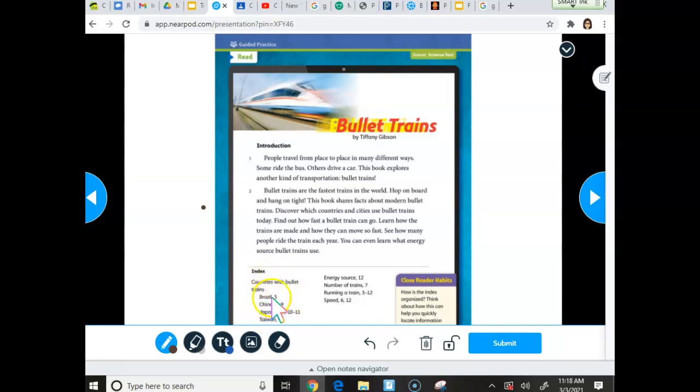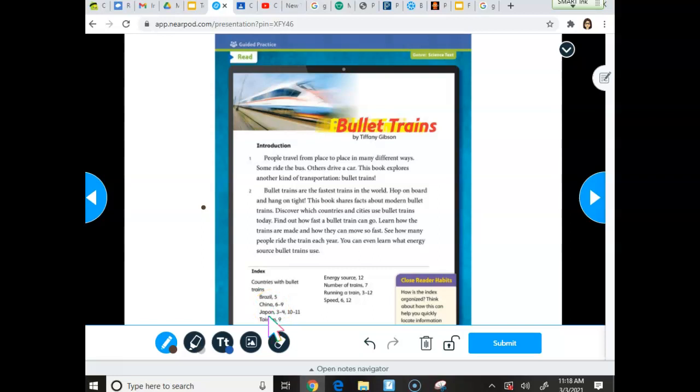Index. So down here we have our important words and what page they would be found on throughout the book. All right, look carefully. All right, it says countries with bullet trains, and it lists the countries. All right, right here on China, why does it say 6-9? Because on pages 6, 7, 8, and 9, it talks about China and bullet trains.